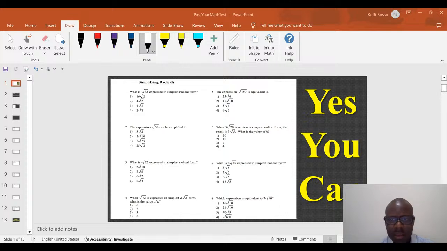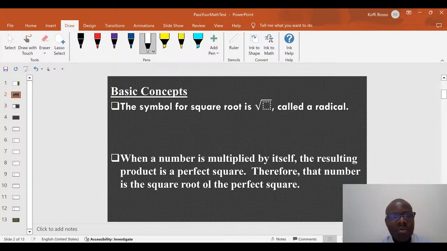Okay, now let's start. Today I want to work on how to simplify square roots. We have 8 questions here. Some are challenging, but let's first give you the concept and understand that. Your attention is very important. So the basic concepts are this.